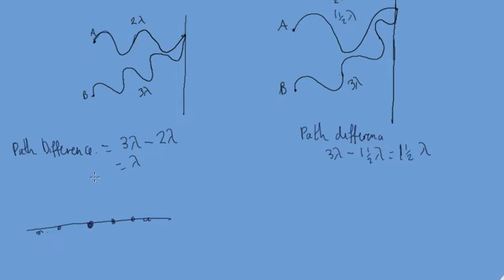When we've got an integer path difference, we get a maximum. When we get a non-integer path difference, we get a minimum.